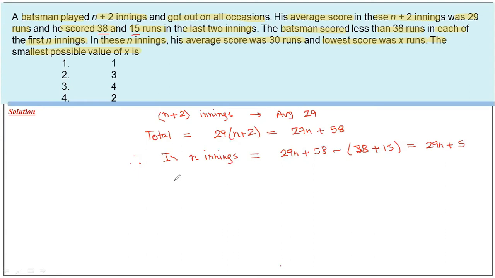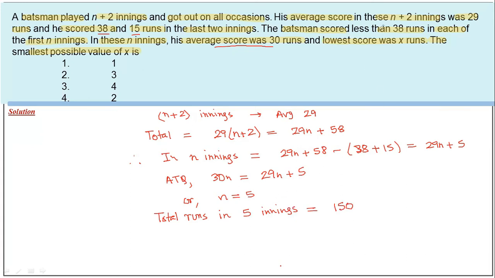Also in n innings his average score was 30. So according to the question, we have 30 into n equal to 29n plus 5, or n we get as 5. So total runs in 5 innings is 150.